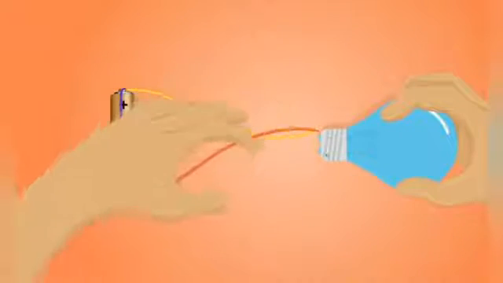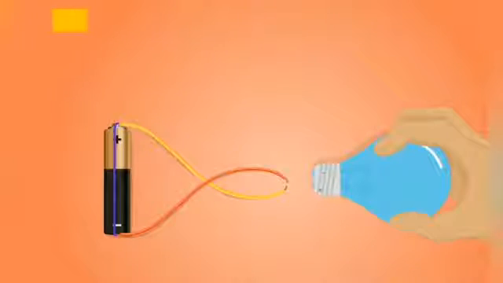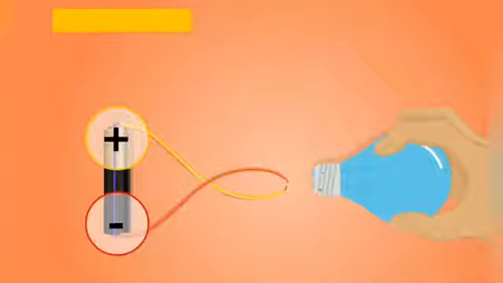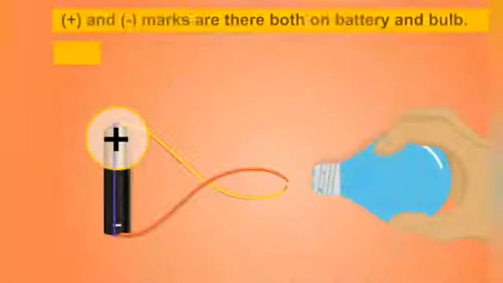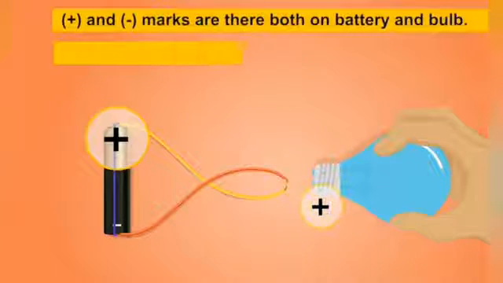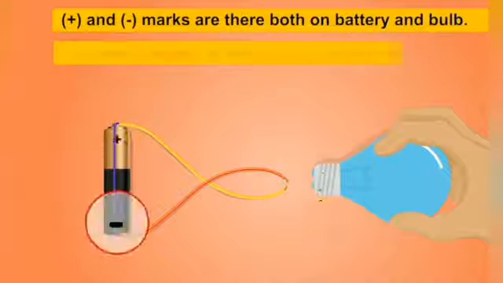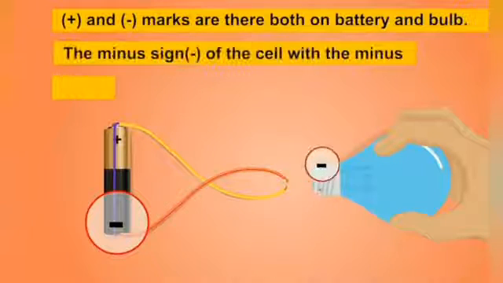Let me connect both these ends to the bottom of the bulb. The bulb does not turn on while doing so. Look at this. Marks are there, both on battery and bulb. Let's connect the plus sign of the cell with the plus sign of the bulb and the minus sign of the cell with the minus sign of the bulb.